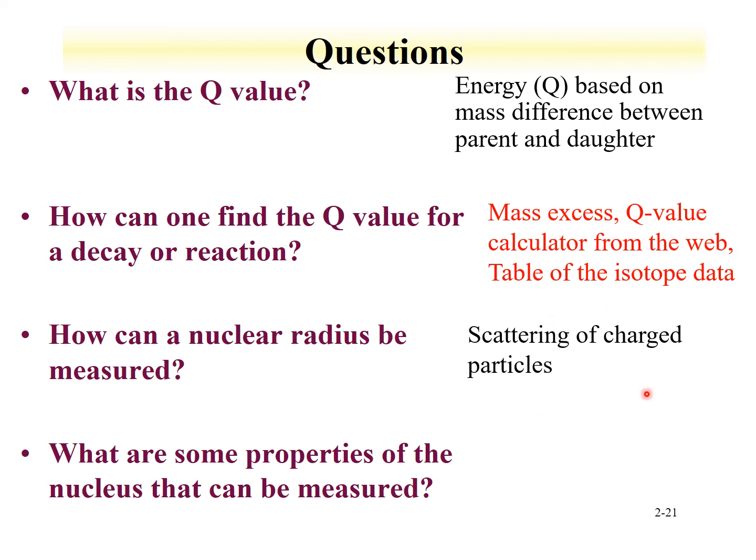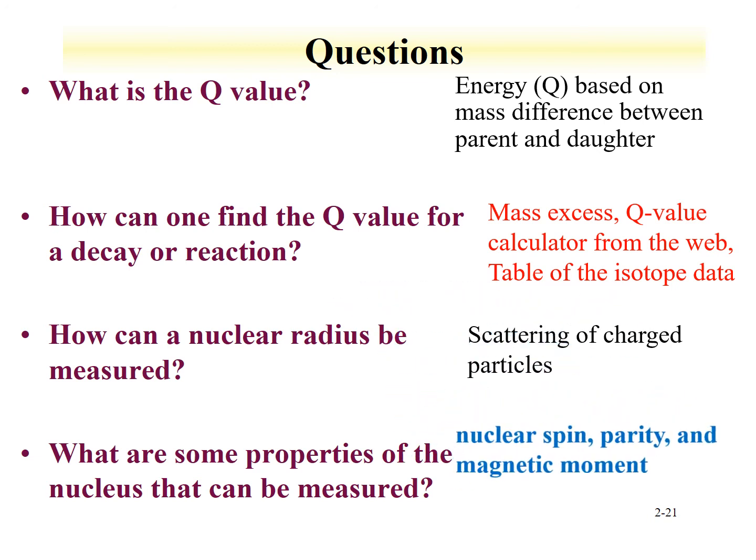How can radius be measured? Generally by scattering of charged particles. One could use both positively and negatively charged particles, electrons, protons, alpha particles. And they will give information about the scattering, and then that scattering information can be utilized to not only provide information on the radius of the nucleus, but give some details on the structure of the nucleus itself.